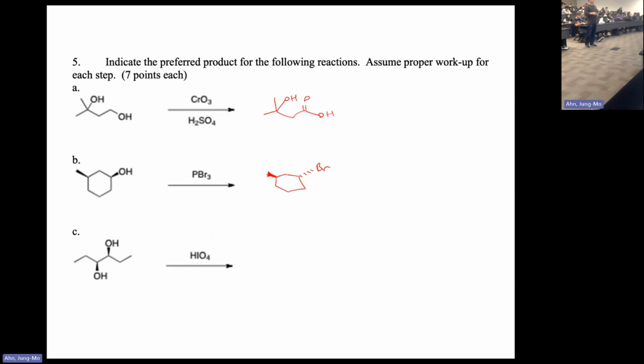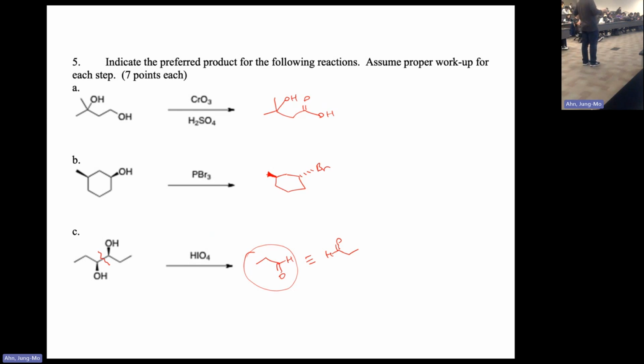The next one, periodic acid with a diol. Periodic acid alone is not the thing. You're going to have a diol. You're going to break that carbon-carbon bond, and then you're going to cap each end as an aldehyde or ketone, depending on their substitution level. If it's a singly substituted carbon, it will become an aldehyde. If it happens to be doubly substituted, then it just becomes a ketone.